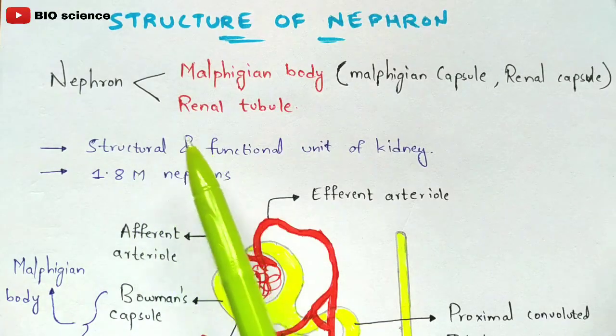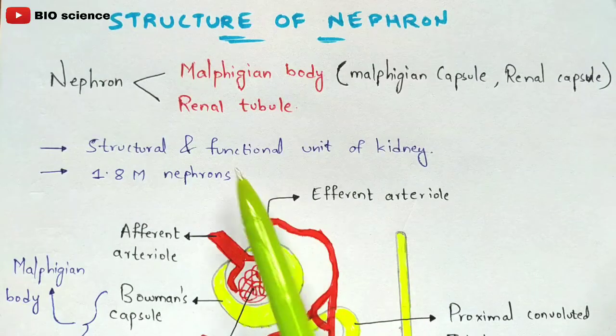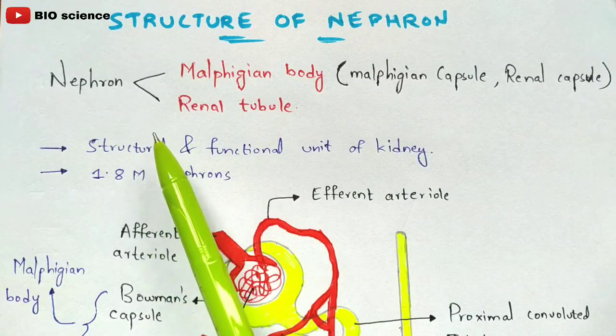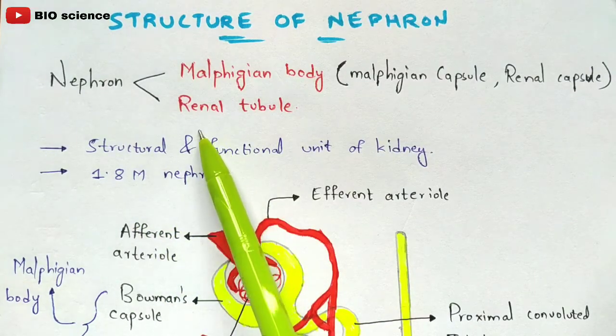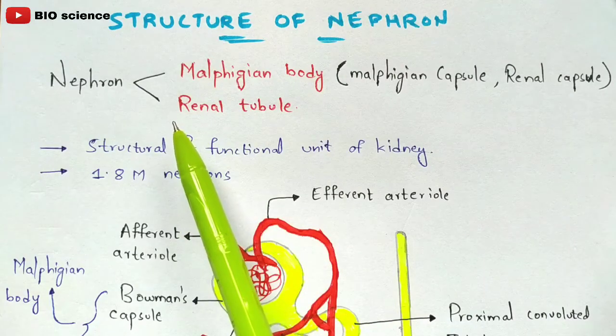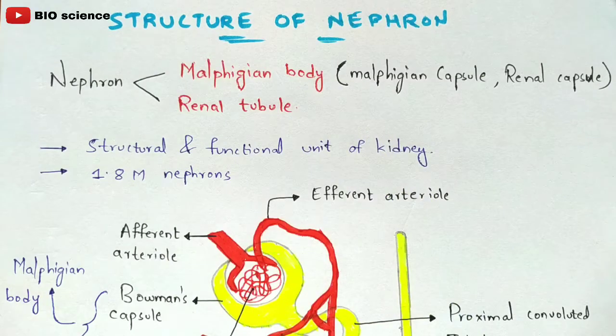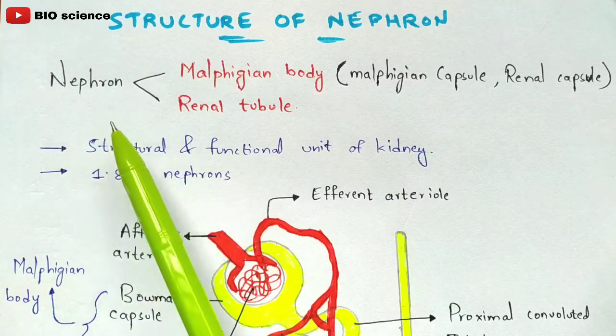These nephrons are called the structural and functional unit of the kidney, because without nephrons there is no survival of human beings, because the major part of the purification of the blood is done in the nephrons present in the kidneys. Fine. So what is a nephron?